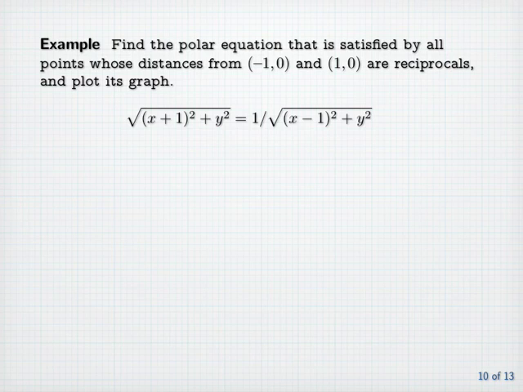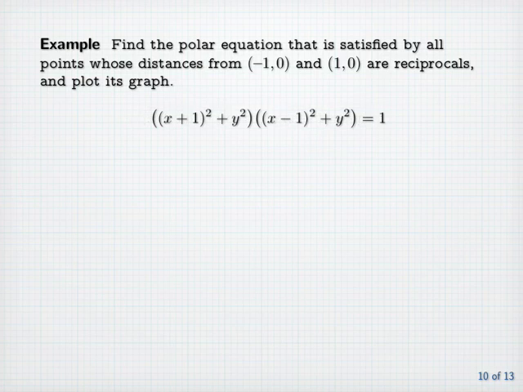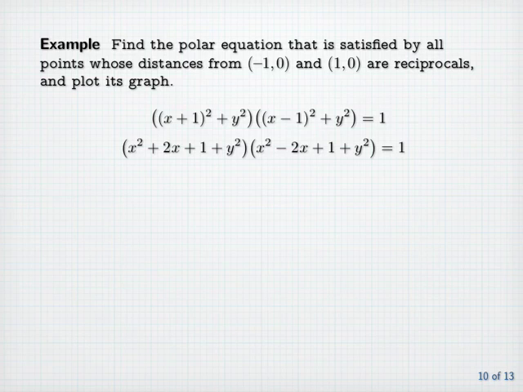Now let's square both sides and multiply both sides by (x minus 1) squared plus y squared. This gives us ((x plus 1) squared plus y squared) times ((x minus 1) squared plus y squared) equals 1. Now expanding the products (x plus and minus 1) squared gives us (x squared plus 2x plus 1 plus y squared) times (x squared minus 2x plus 1 plus y squared) equals 1. Now let's replace x squared plus y squared with r squared and replace 2x with 2r cosine theta in each of the factors on the left. So we now have a polar equation which needs to be simplified.